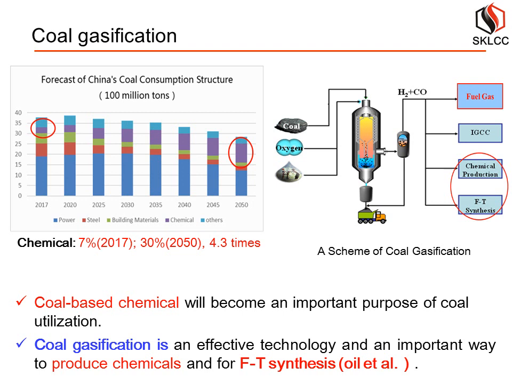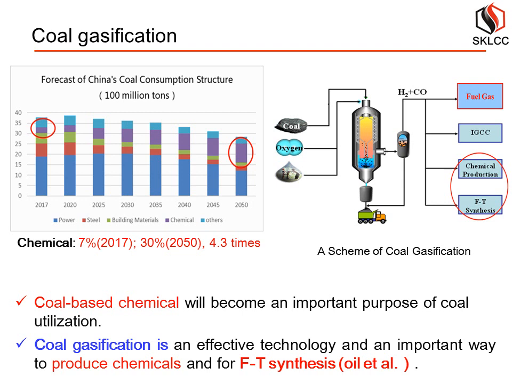According to a report by Sinopec in 2009, coal-based chemical will become an important purpose of coal utilization. The proportion of chemical for coal utilization will increase from 7% in 2017 to 30% in 2015. It will be increased about 4.3 times.